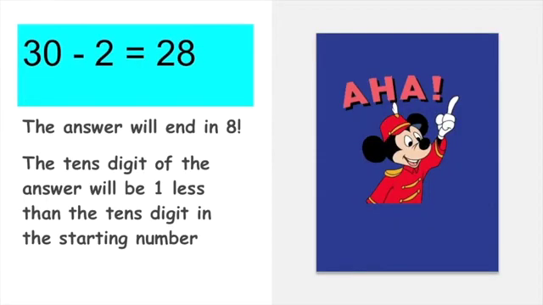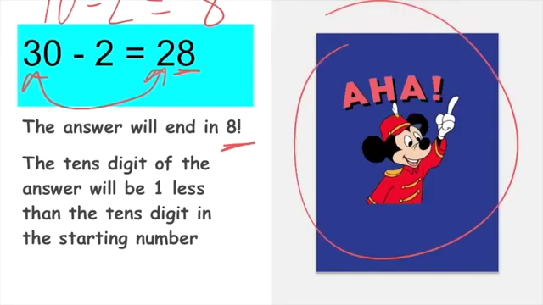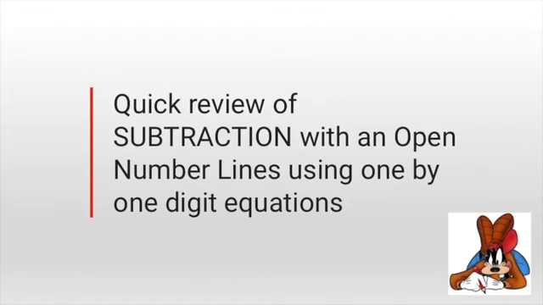The answer will end in 8 because we know 10 minus 2 equals 8. We know that the answer will end in 8 in our ones place. The tens digit of the answer will be 1 less than our starting number. 2 is 1 less than that 3. That's that pattern. Aha! Okay, that's our pattern review. We're going to have an activity attached to it.